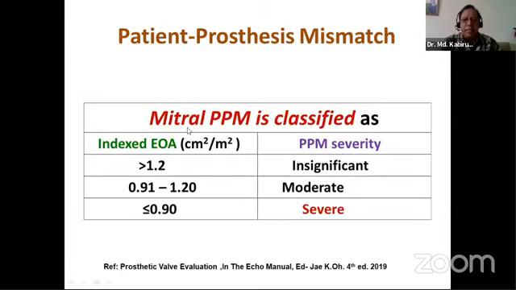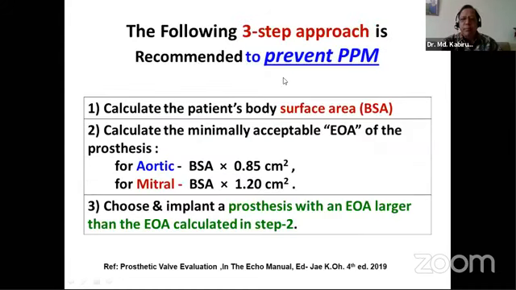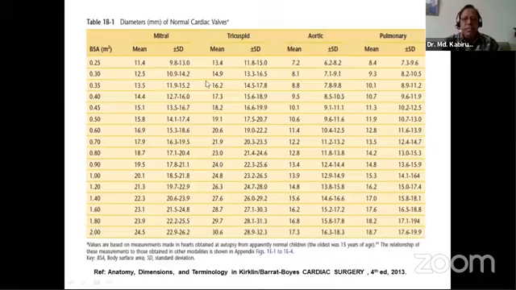And this is how the mitral PPM is classified: insignificant, moderate, and severe. To avoid or prevent patient prosthesis mismatch, there is some formula. This is for the aortic valve and this is for the mitral valve. Choose and implant the prosthesis with an effective orifice area larger than the effective orifice area calculated in this step. So this is a nomogram table to choose the valve size for different valves. You will find it in the Kirklin surgery book.